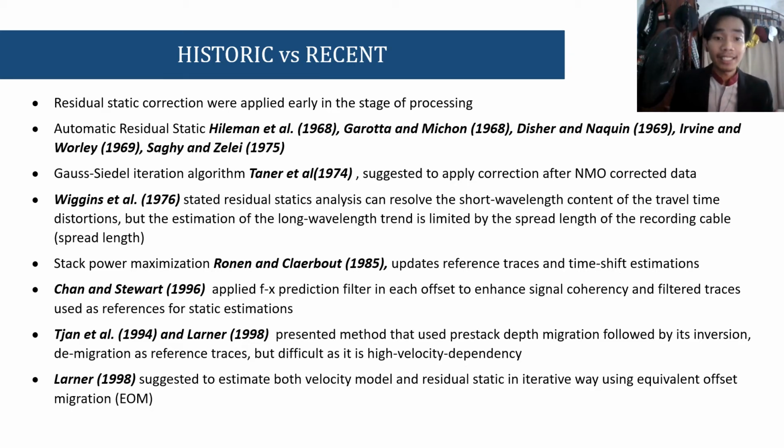In 1994, Jan et al. and Lander 1998 presented a method that used pre-stack depth migration followed by its inversion, so-called demigration, as the reference traces. But it is difficult, as this method has a high velocity dependency compared to the past methods. And the recent one, 1998 by Lenner, suggested estimating both the velocity model and the residual static correction in an iterative way using the equivalent offset migration, EOM.